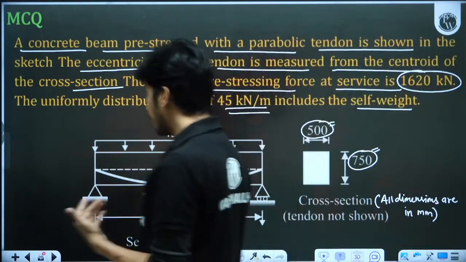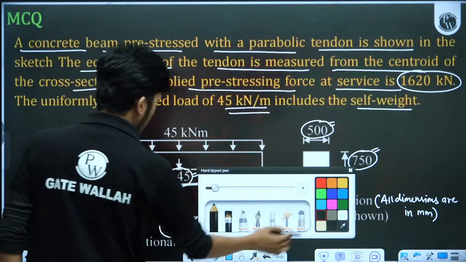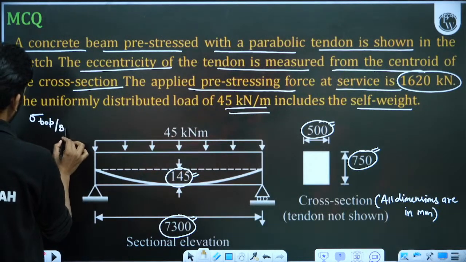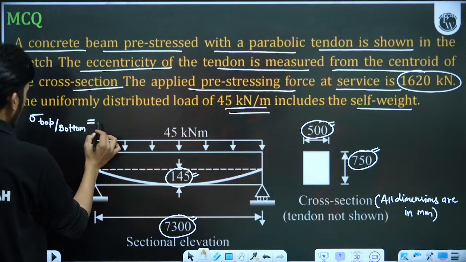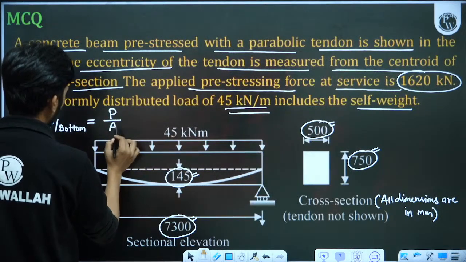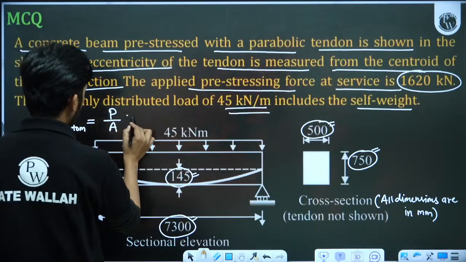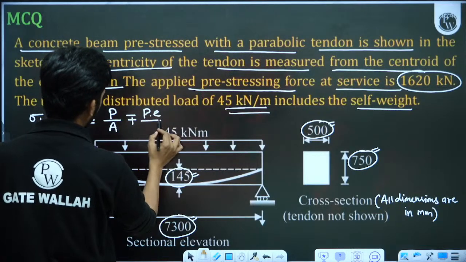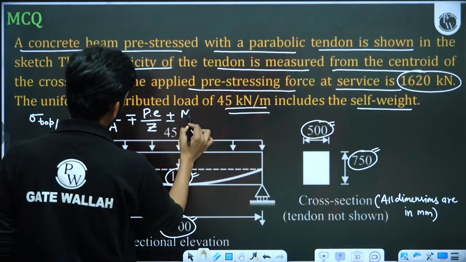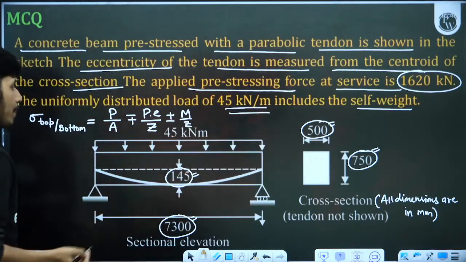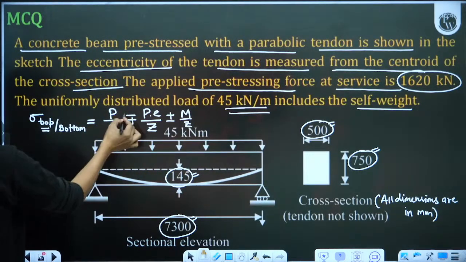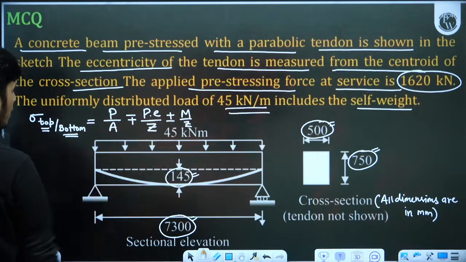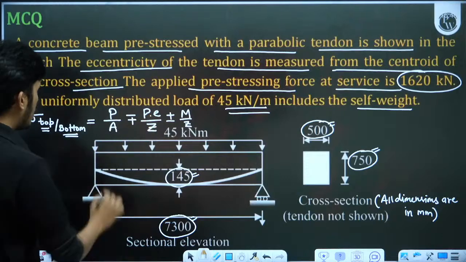Now what are sigma top and sigma bottom? In such cases, sigma top or bottom is equal to P by A, which is the load divided by area, minus plus P into E by Z, plus minus M by Z. Now what does it mean by minus plus and plus minus? If you are calculating for the top, you take the top sign, minus and plus. If you are calculating for the bottom, you take the bottom sign, plus here and minus here. So this is the formula.